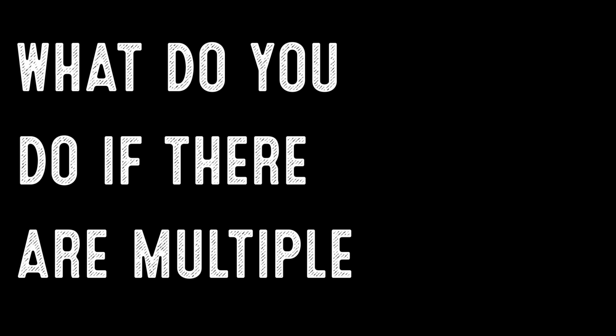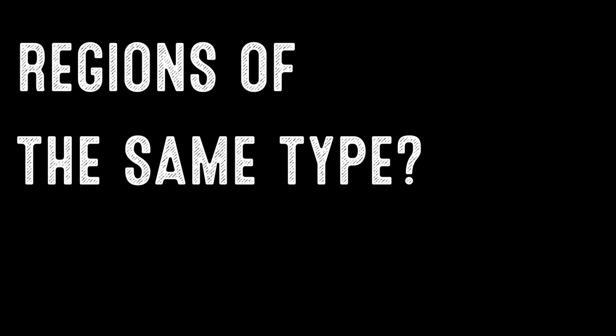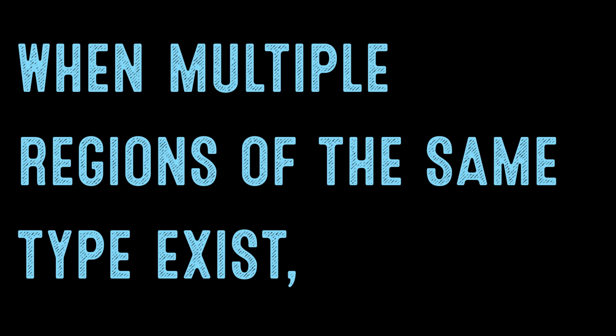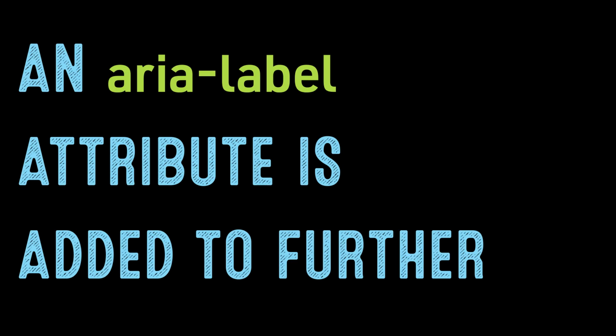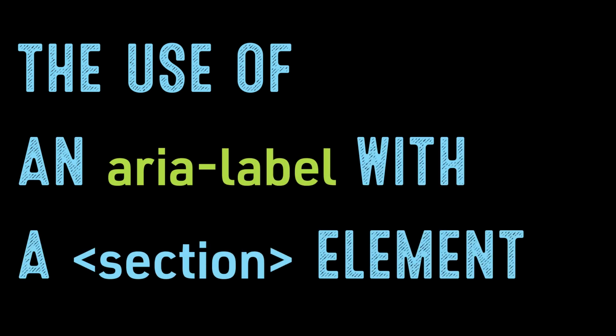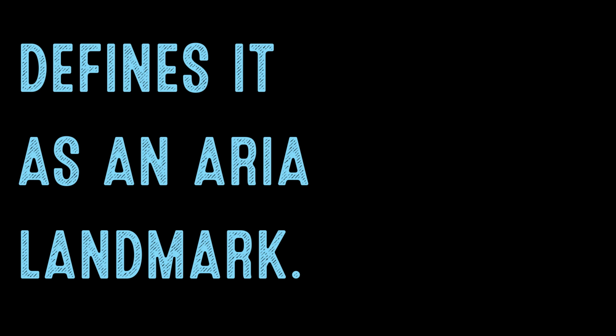What do you do if there are multiple regions of the same type? When multiple regions of the same type exist, an ARIA label attribute is added to further indicate a title for that region. How is an ARIA landmark defined? The use of an ARIA label with a section element defines it as an ARIA landmark.